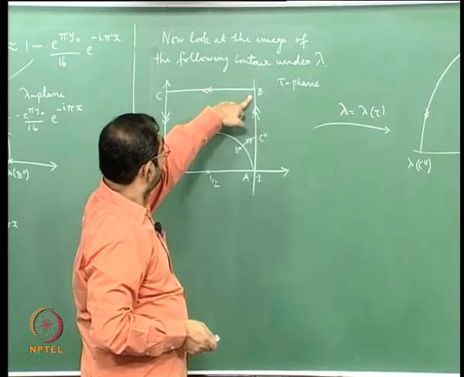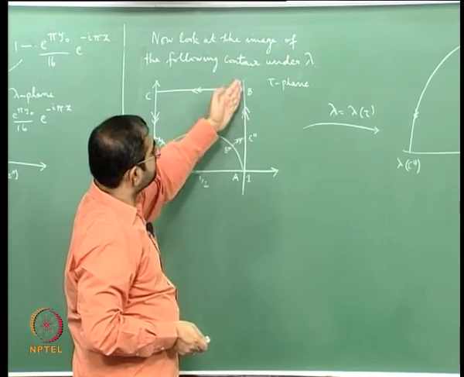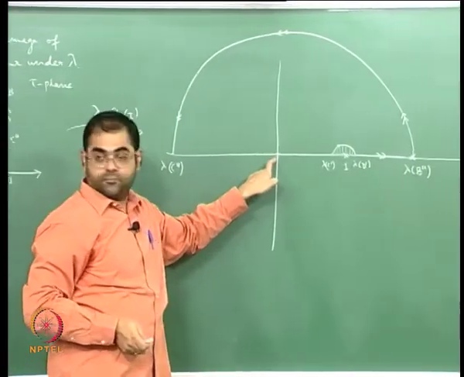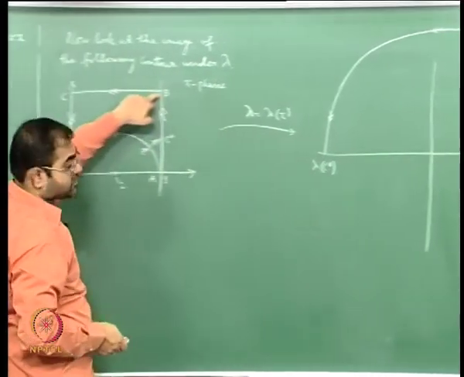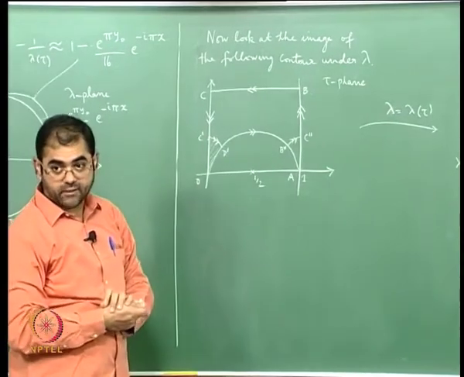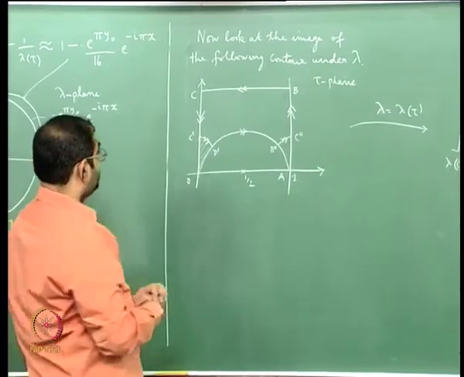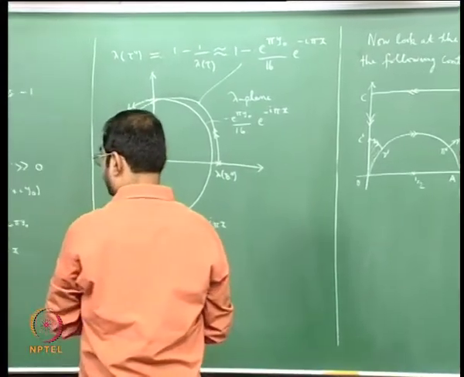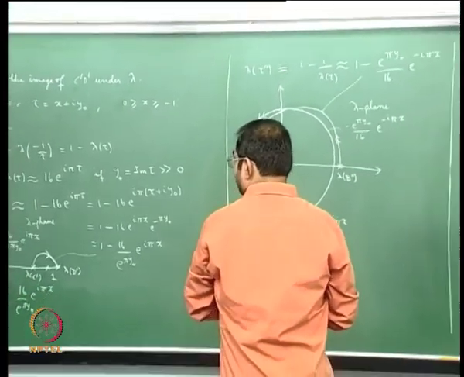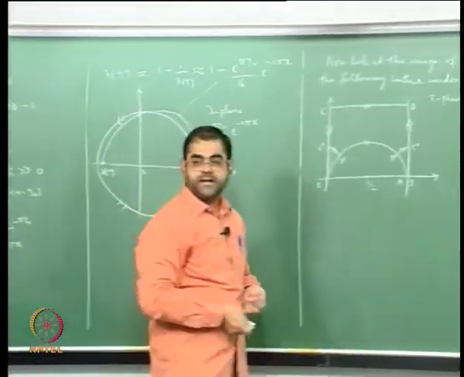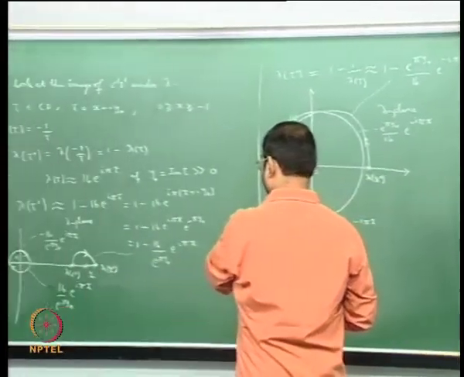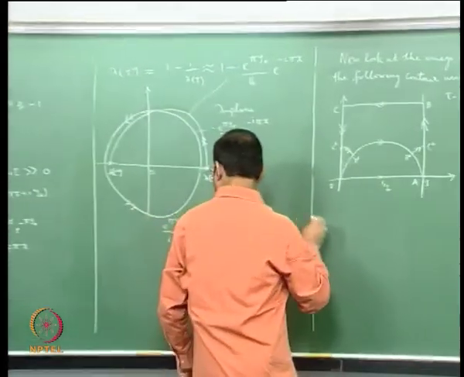Of course if I go all the way to the point at infinity, then the image will go to 0, but I stop somewhere here and I need to find out what is the image of BC. Perhaps that is the only thing that I have not calculated, but that can again be done directly using this estimate. So let me do that also.